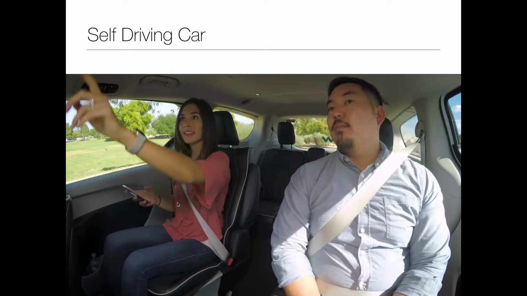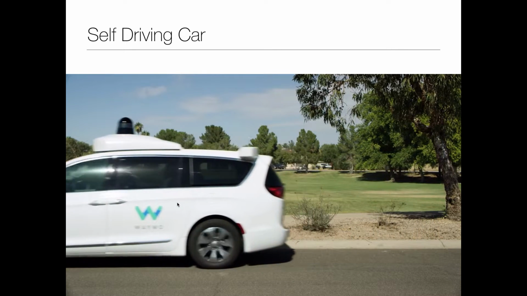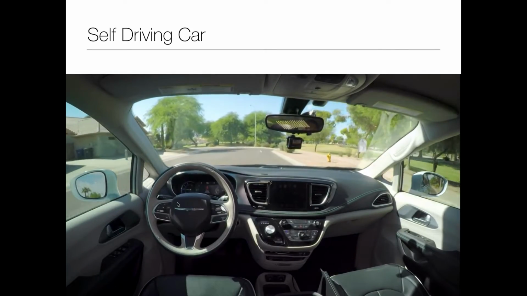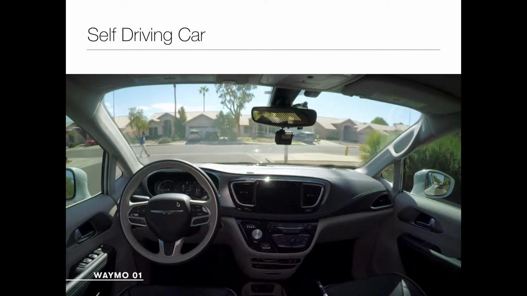I'll not go into the self-driving car because I think that's one of the more common examples. But I'll just show it for the first 10-15 seconds. This is how it looks. It looks very odd in the sense that there is no one sitting in the front seat.